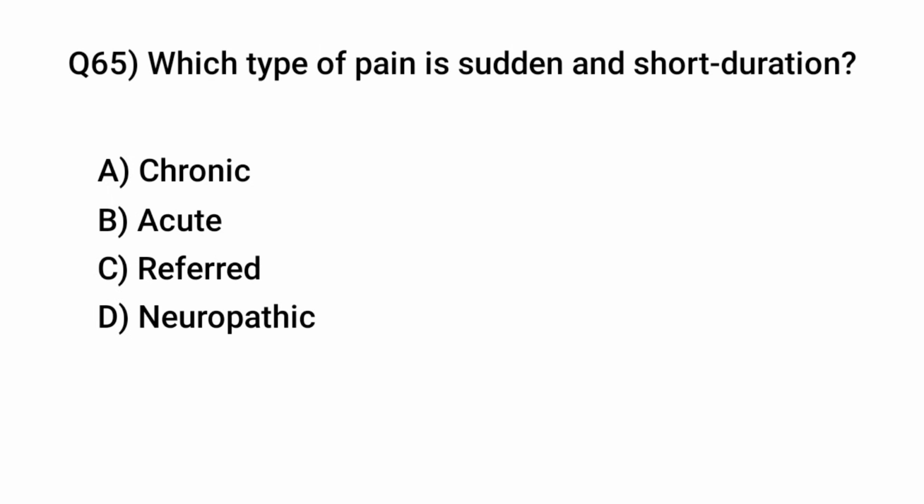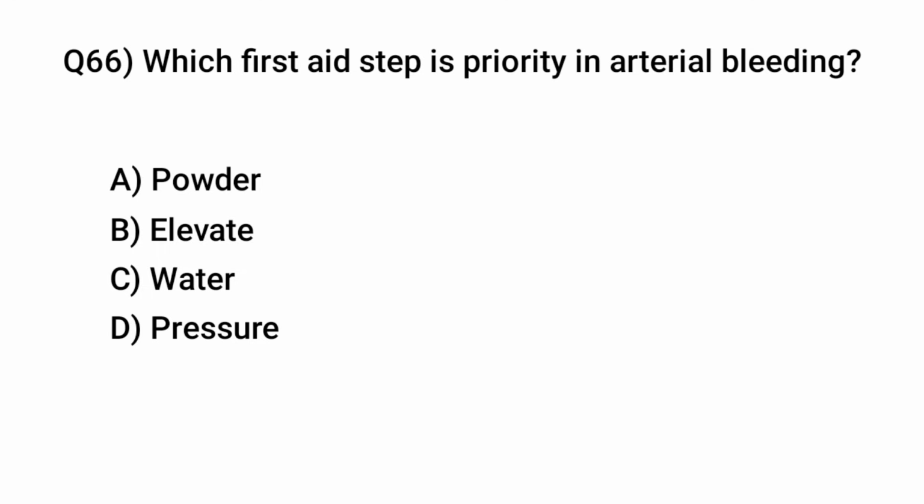Question number 65. Which type of pain is sudden and short in duration? Correct option is B. Acute. Question number 66. Which first aid step is priority in arterial bleeding? Correct option is D. Pressure.